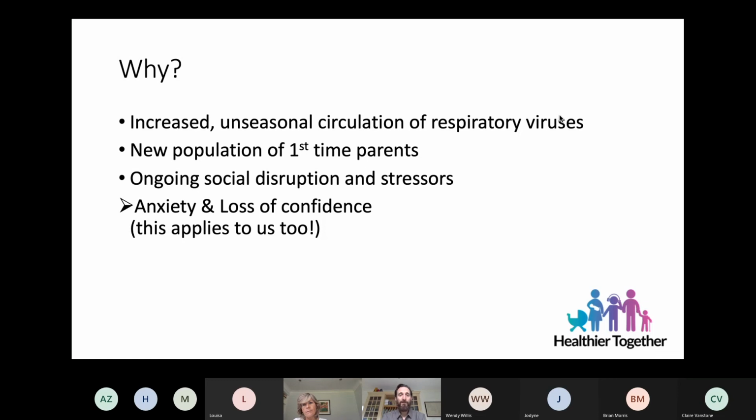There is obviously ongoing social disruption and lots of stresses on families too. And all this combines to give, I think, a significant level of anxiety, but also a loss of confidence. And again, just to emphasise, that's not just parents and carers, but it's us too, to some extent, and we should be aware of that.